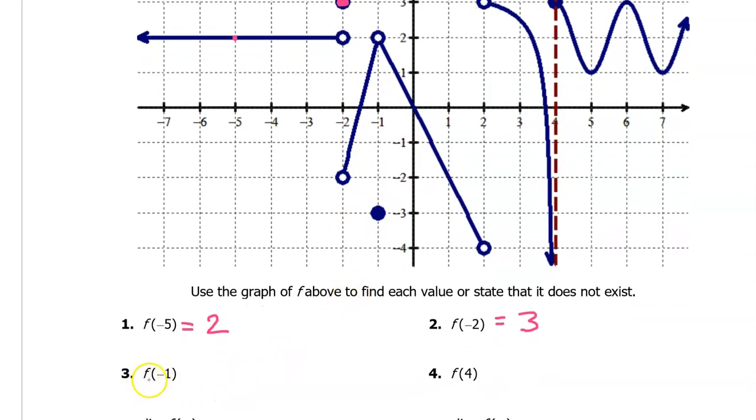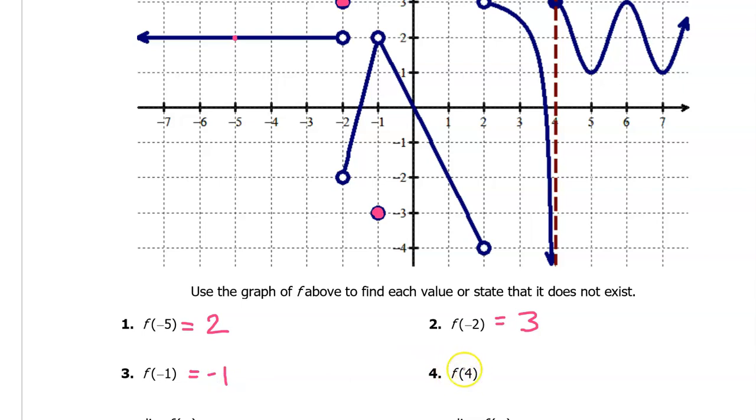All right, let's move on to problem number 3. What is the value of the function at -1? So if we go over to -1 and then look up and down, we have to look down here for the closed circle. All right, we've got the closed circle at -3. So that is the value of the function at -1.